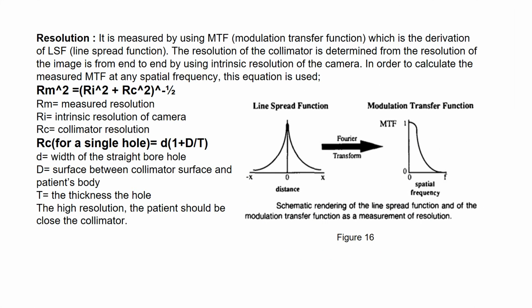The first parameter is resolution. Resolution is measured by the modulation transfer function, which is a derivation of the line spread function. The resolution of the collimator is determined from the resolution of the image from end to end by using the intrinsic resolution of the camera. In order to calculate the measured MTF at any spatial frequency, the first equation is used. The second equation is used to calculate the resolution of the collimator for a single hole.